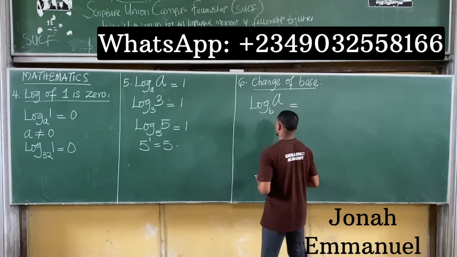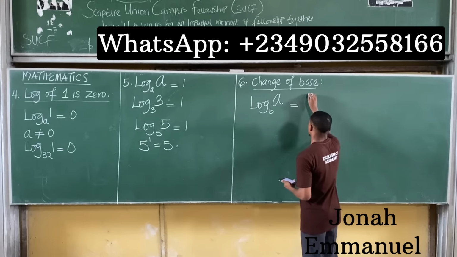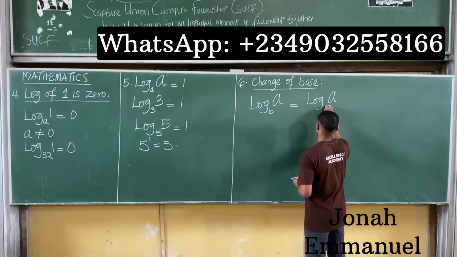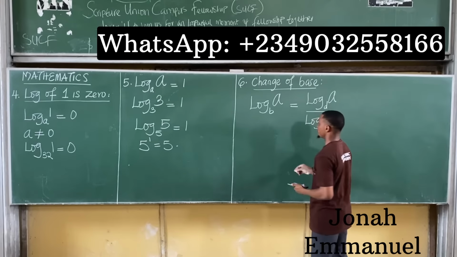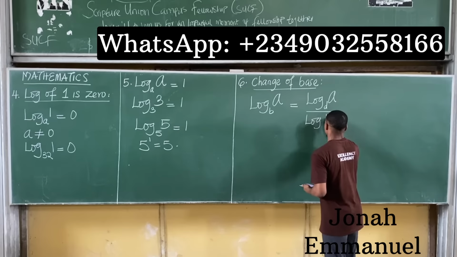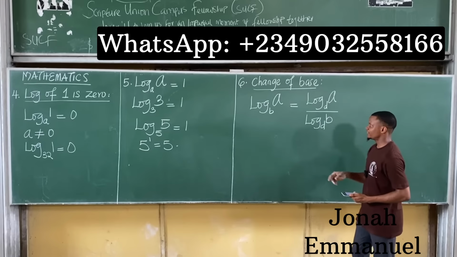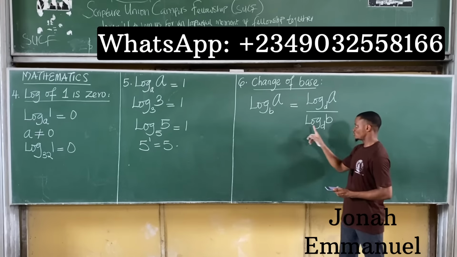The concept is simple. If I want to change this to base d, this will be equal to log of the number here, a, to base d, all over log of the base b to that new base d. So observe that I've changed this concept here from base b to base d.